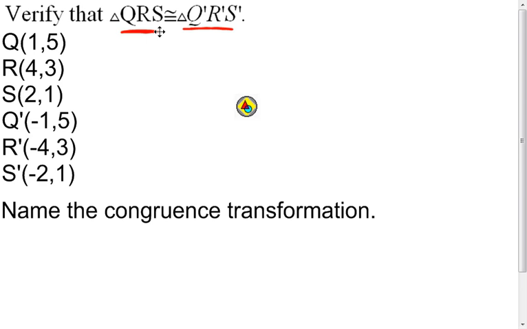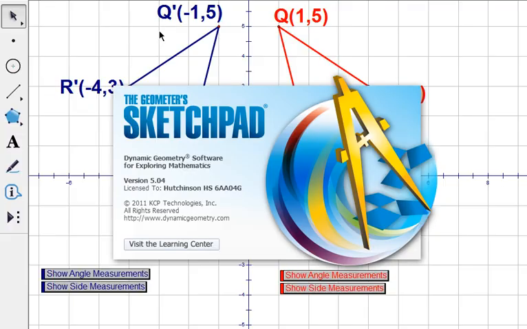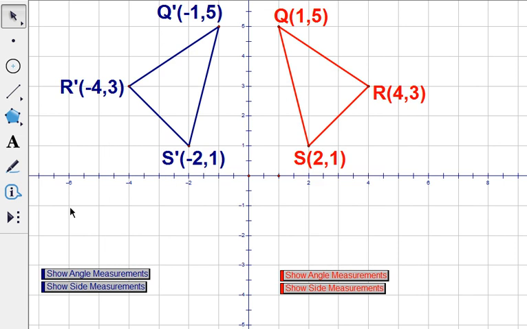gives you the coordinates of the vertices of the two different triangles, I would graph them. And that's what I've done here. I've gone into Sketchpad, and I've graphed the two triangles with those 6 different points. Now, think back to what it takes to prove that two triangles are congruent. You have to prove that we have 3 sets of corresponding angles that are congruent, and you have to prove that there are 3 sets of corresponding sides that are congruent.